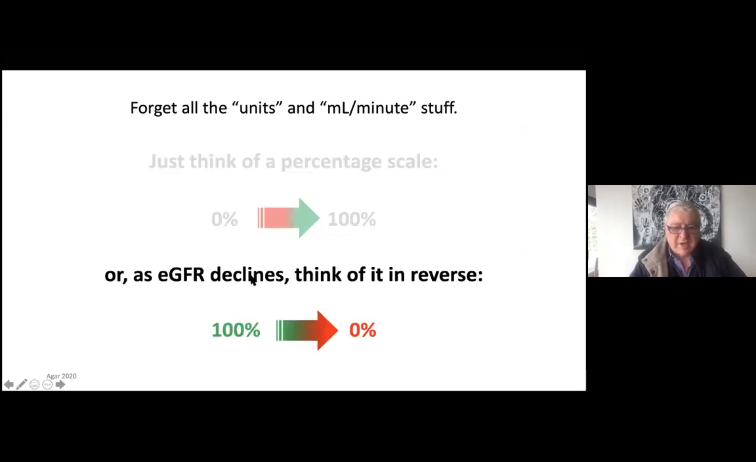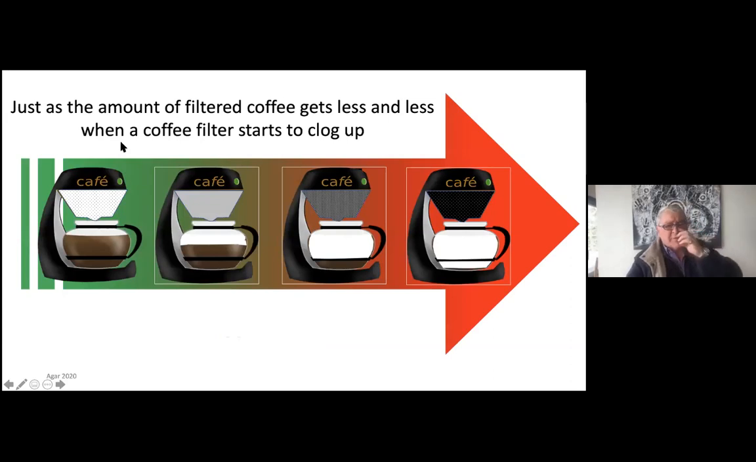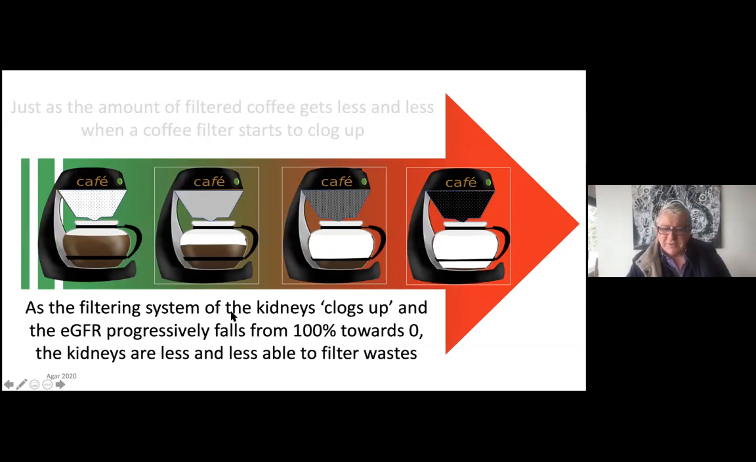Or as eGFR declines, think of that in reverse from 100 down to zero. Just as the amount of filtered coffee gets less and less as the filter begins to clog up, you can see a nice clear filter, a little bit blocked up here, a bit more there, and chock-a-block here, fully blocked. The amount that comes through will get less and less. So as the filtering system of the kidneys clogs, the eGFR progressively falls from 100 towards zero, and the kidneys are able to filter less and less wastes.